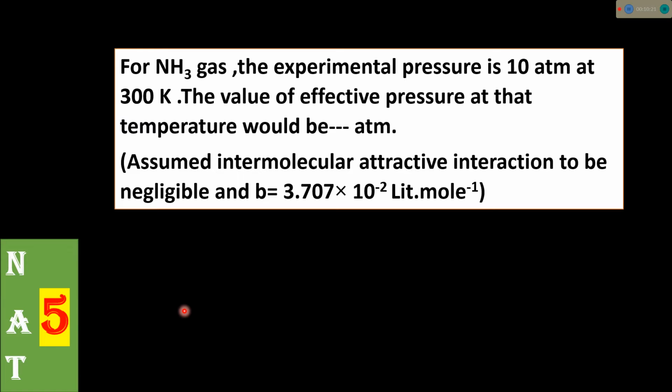Question number 5. For NH3 gas, the experimental pressure is 10 atm at 300 Kelvin. The value of effective pressure at that temperature would be dash atm. So you have to find the effective pressure at the same temperature. Assume intermolecular attractive interactions to be negligible, and the value of B equals 3.707 times 10 to the minus 2 liter per mole.